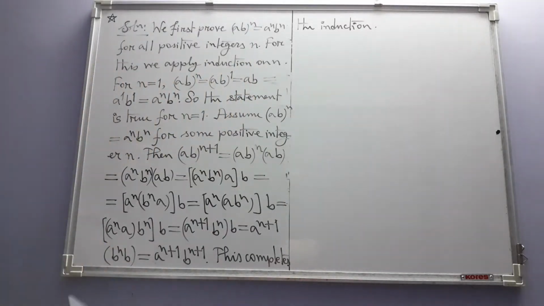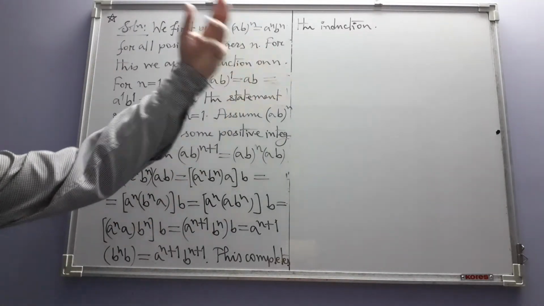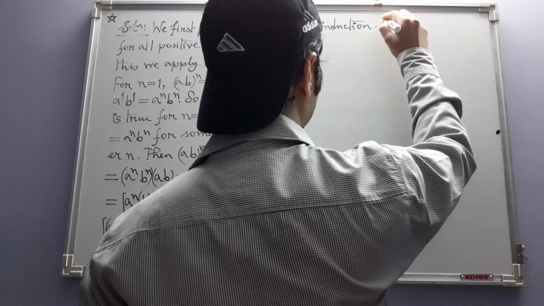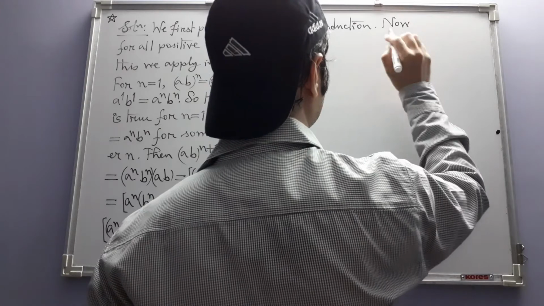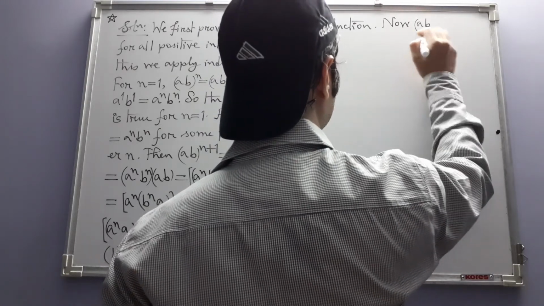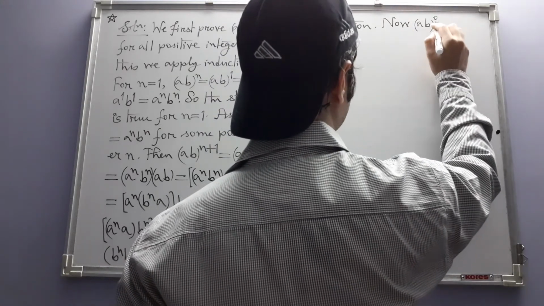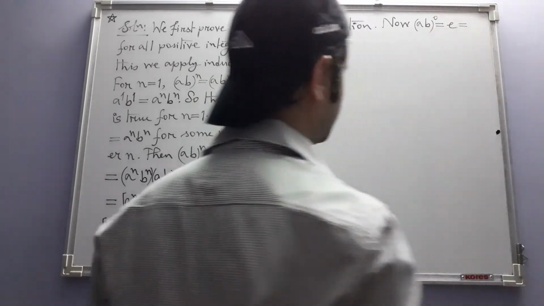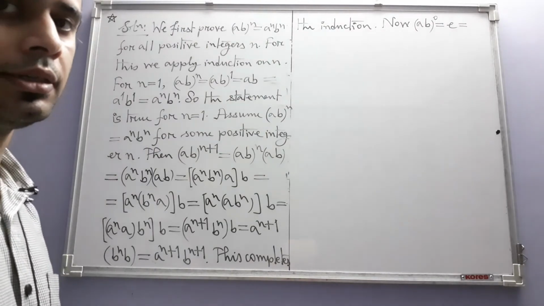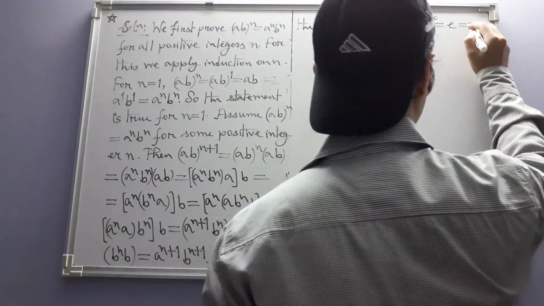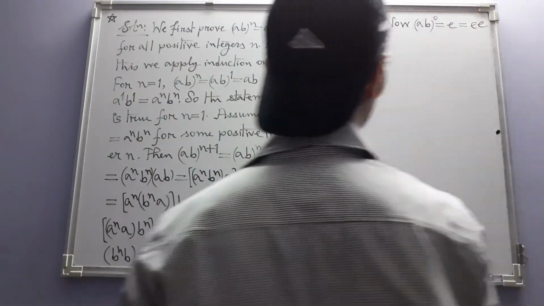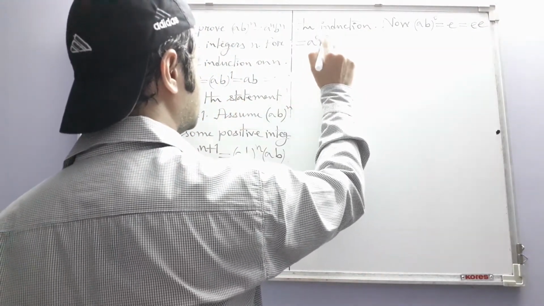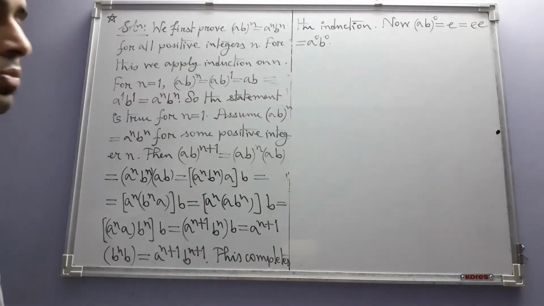And hence our claim has been proved for all positive integers. Now if n is 0, that case should also be seen. Then by definition this is the identity element in the group, which can also be written as identity times identity. This is a to the power 0 and this is b to the power 0.